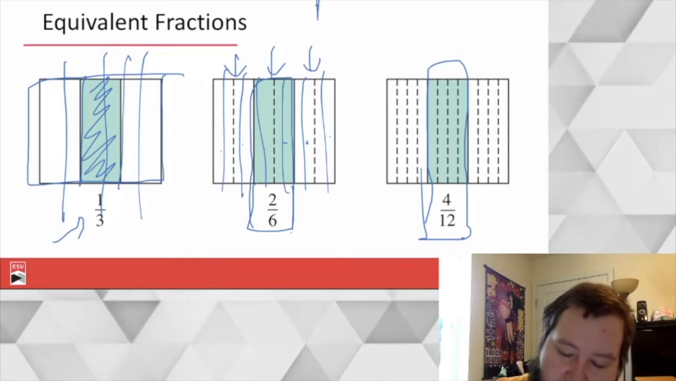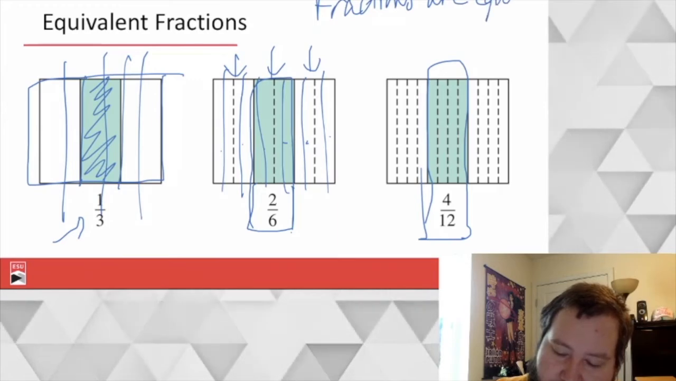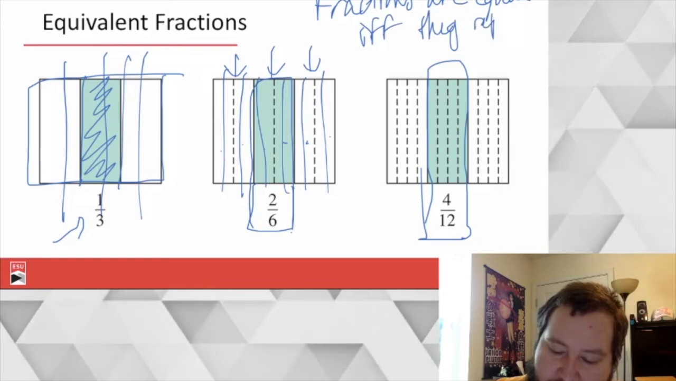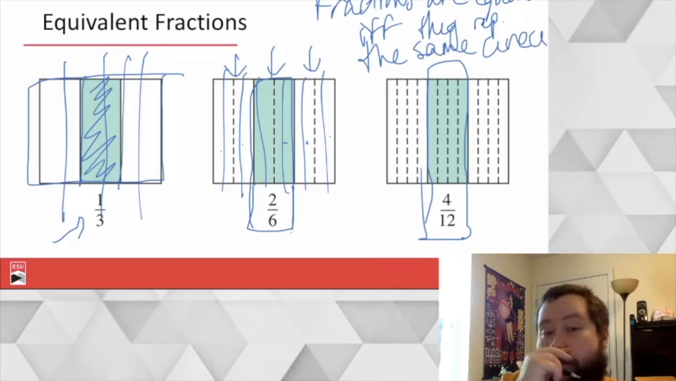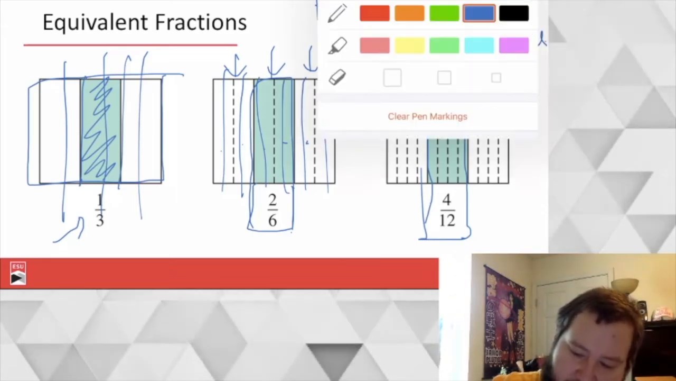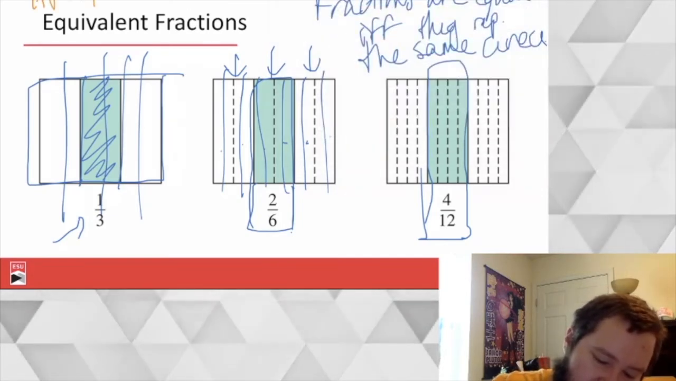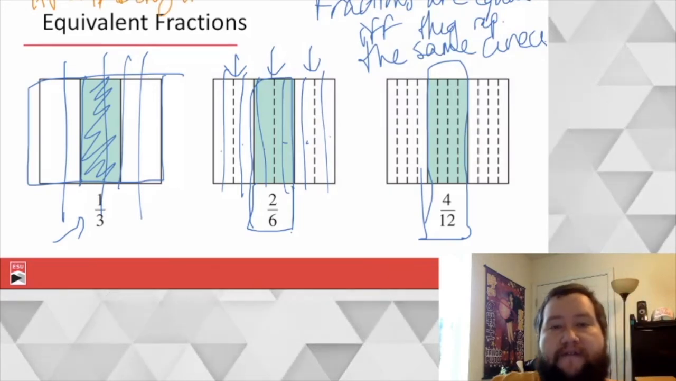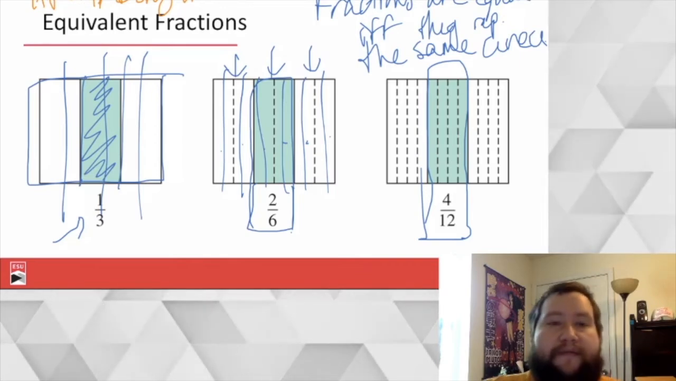So fractions are equal if and only if they represent the same area. And I don't know that I've used this IFF. Let me write that up here. IFF. It's like a super if, and only if. And so if fractions don't cover the same area, they're not equal. So those are equivalent statements.